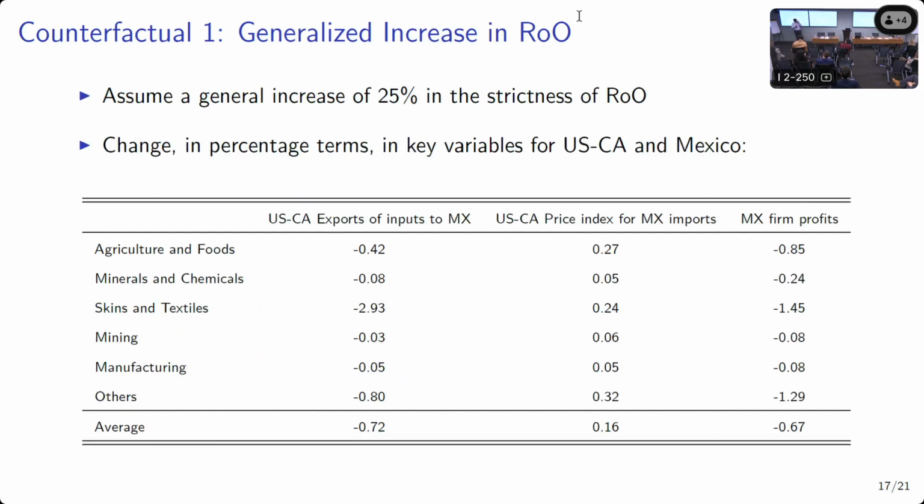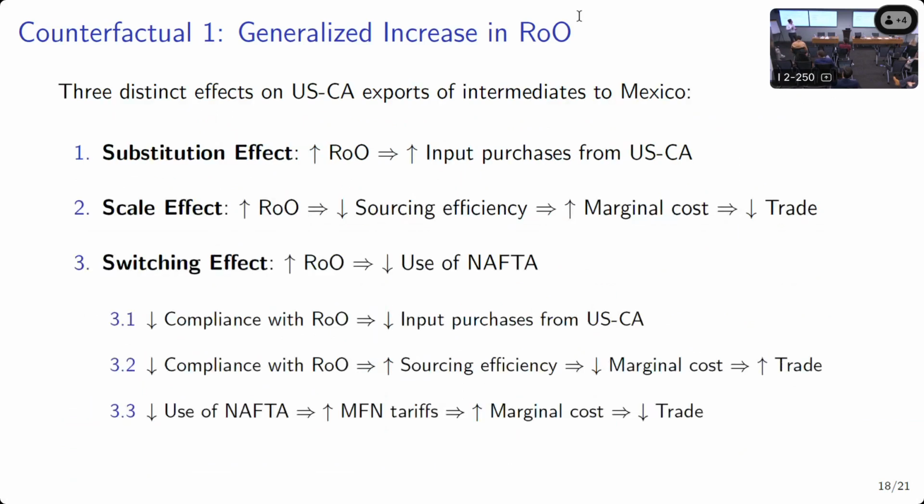So I assume a general increase of 25% in the strictness of rules of origin. And these are the results. Basically, across all broadly defined sectors, we find that the US and Canada are going to export less intermediates to Mexico. The US price index for Mexican products is going to go up, and firm profits in Mexico are going to decrease. Okay? Now, what are the mechanisms behind these changes?